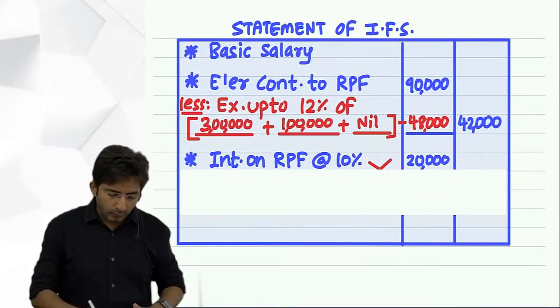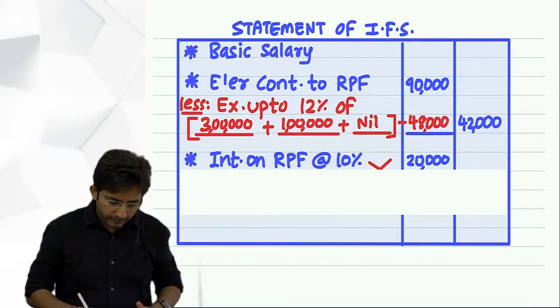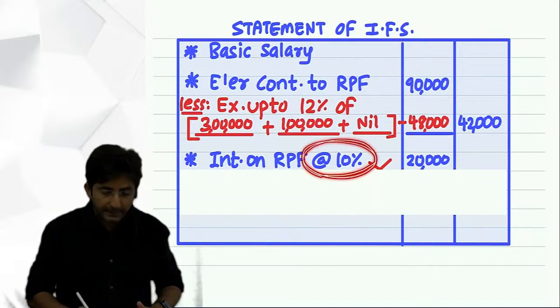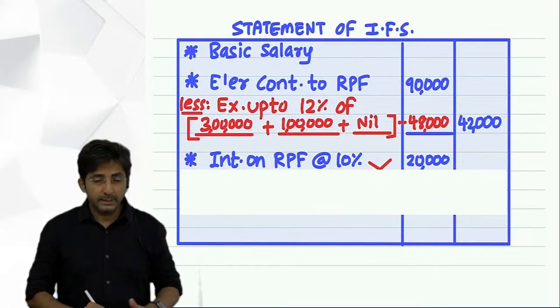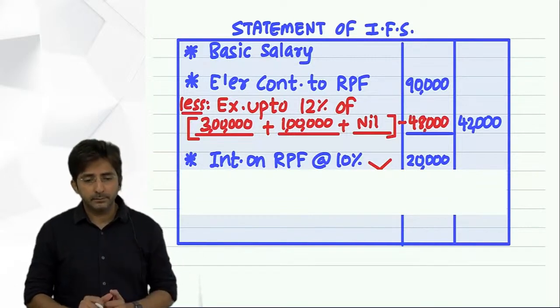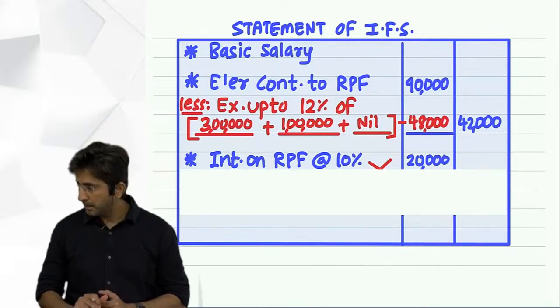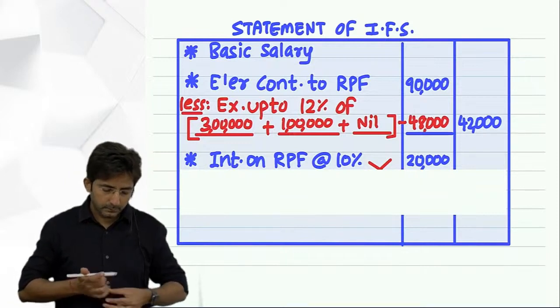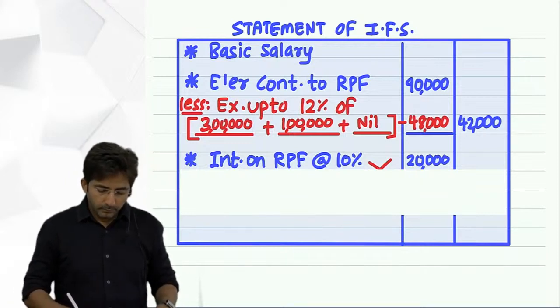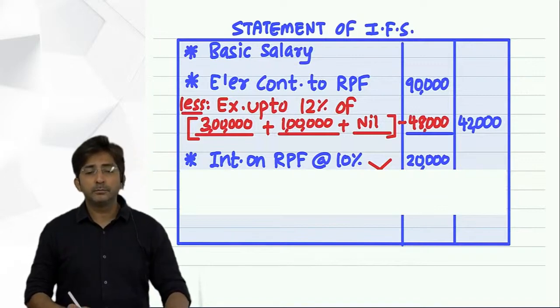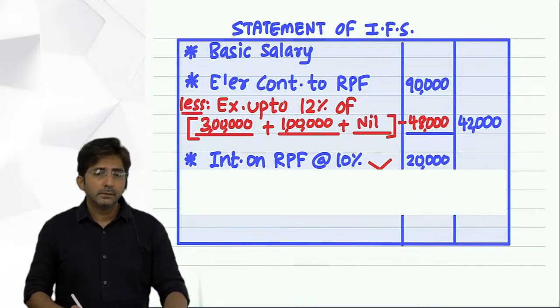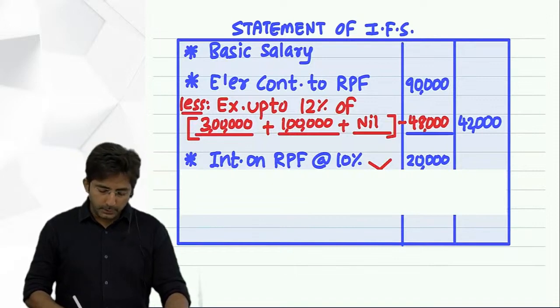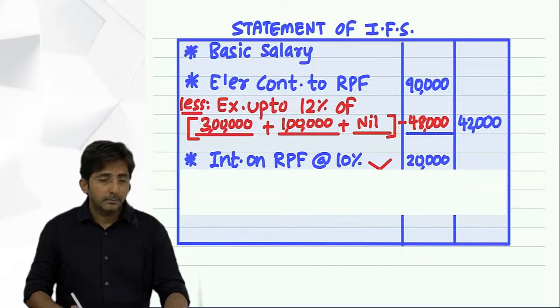Okay. Then what will you do with interest? Assume the interest is given as 10%. It is exempt up to 9.5%. So calculate. How much does it come to? Most of the students are telling me 1000.